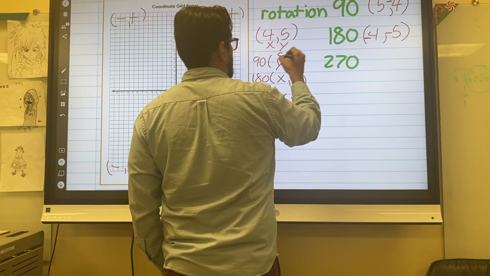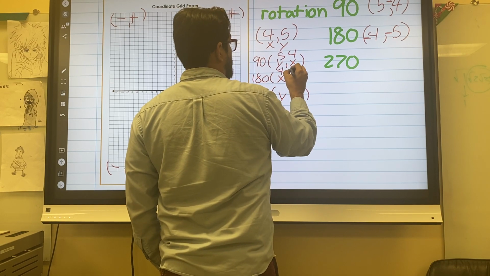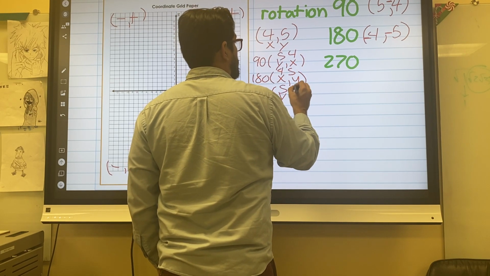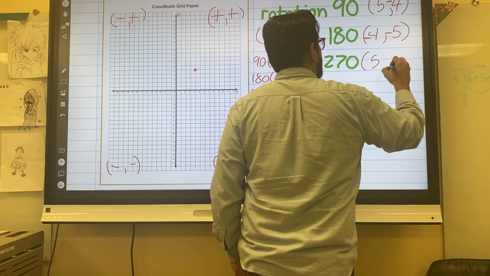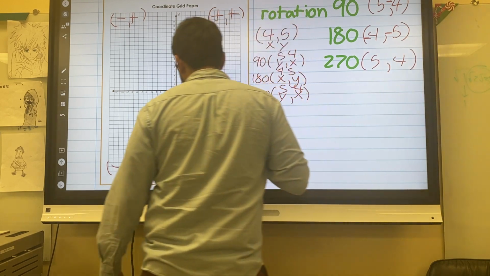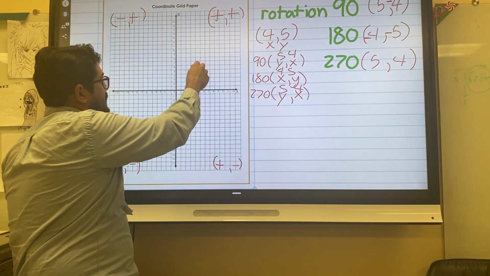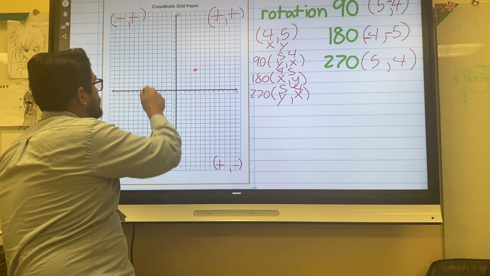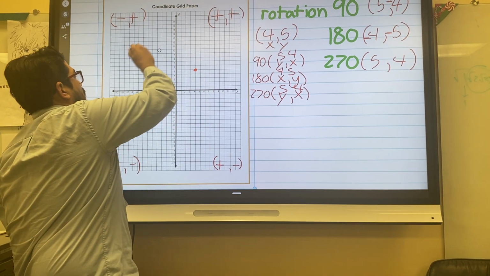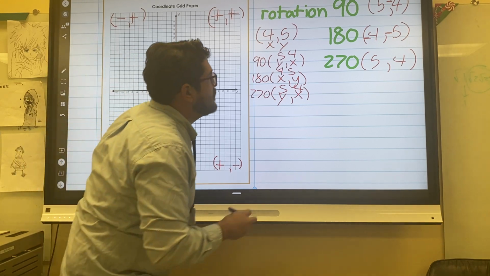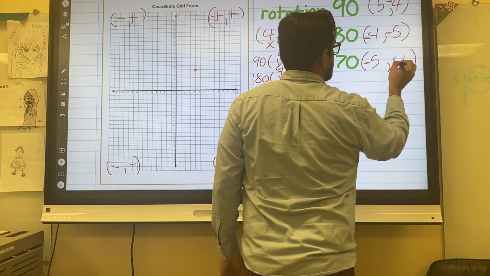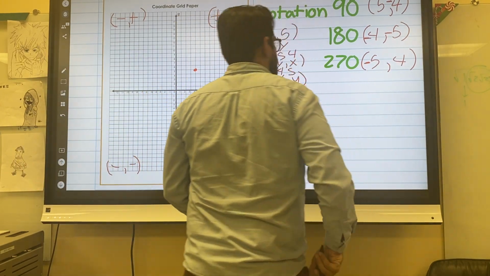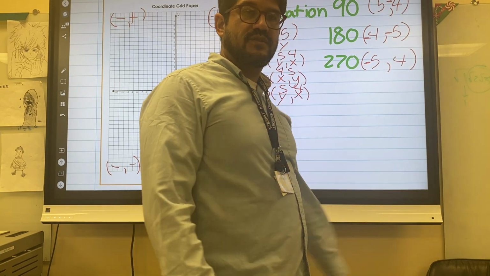So in the first one, it was 5, 4. Then at 180, it's 4, 5. So this is going to be 5, 4. So now I know it's 5, 4. But where did it end up? It started here, 90, 180, 270. It ended up in this quadrant, which means it's negative, positive. And I'm done. I've done all 3 rotations.